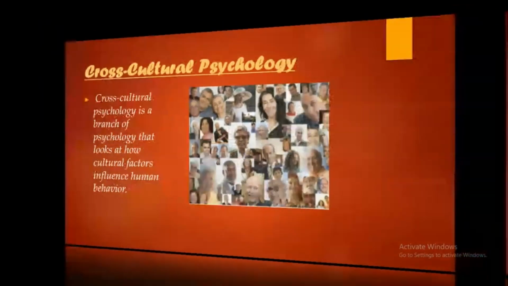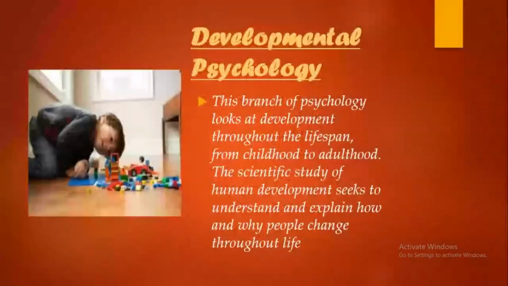Next one is developmental psychology. As the name indicates, developmental means the physical aspect, the physiological aspect, and the cognitive aspect of the person. So the development of the brain as well as the development of the body. This branch of psychology looks at development throughout the lifespan from childhood to adulthood. There are a number of stages from childhood to adulthood.